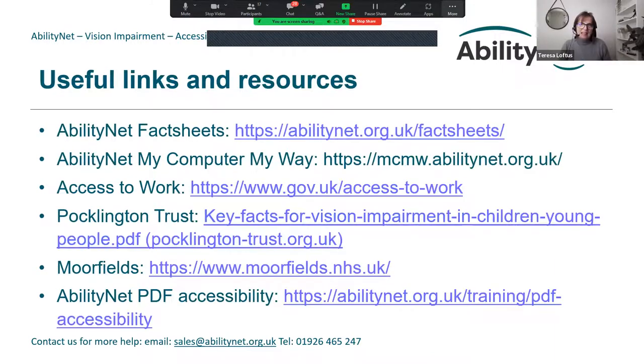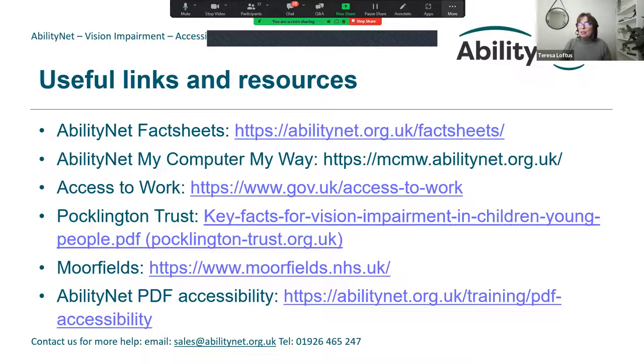Okay. And then quickly, I'll just run through some useful links and resources. So we spoke about the AbilityNet fact sheets. So again, straight away onto our website and you can find some information about those. So if you're not sure about the sort of technology that's needed or a condition, you can have a look at our fact sheets that can help you with that. And it's quite a good stepping stone to then go into using My Computer My Way.